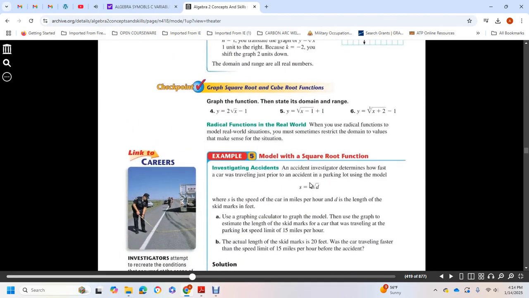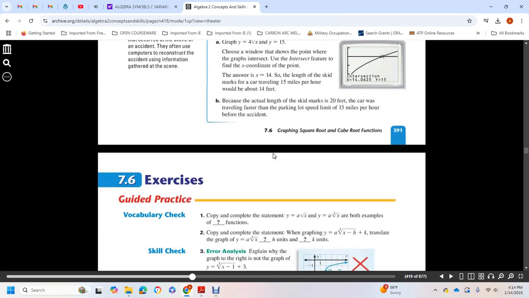Radical functions in the real world. When you use radical functions in the real world, you sometimes restrict the domain to values that make sense for the situation.